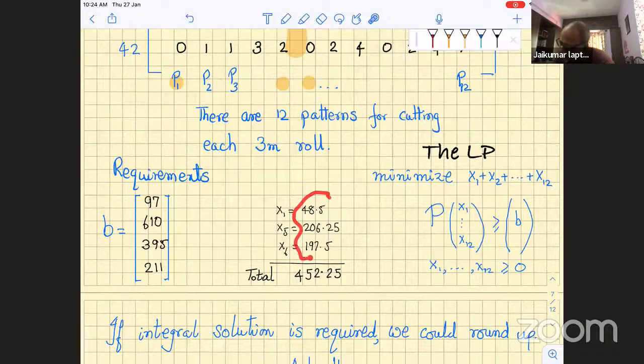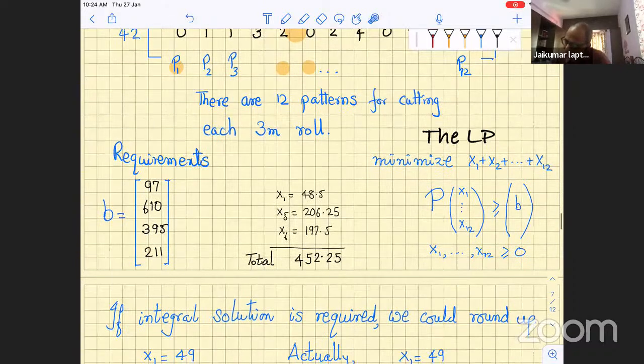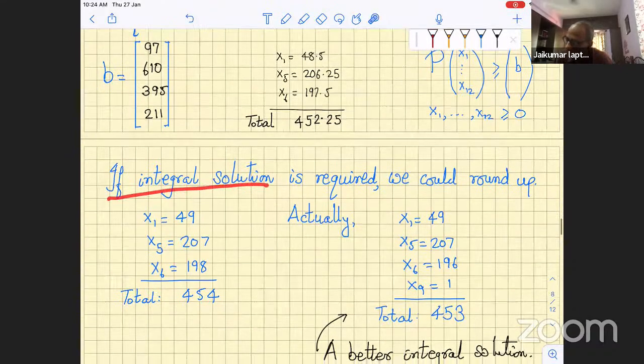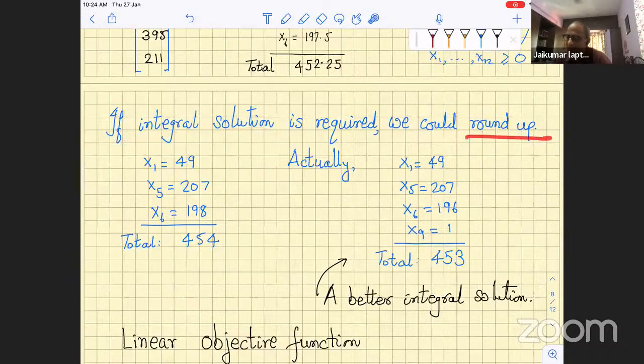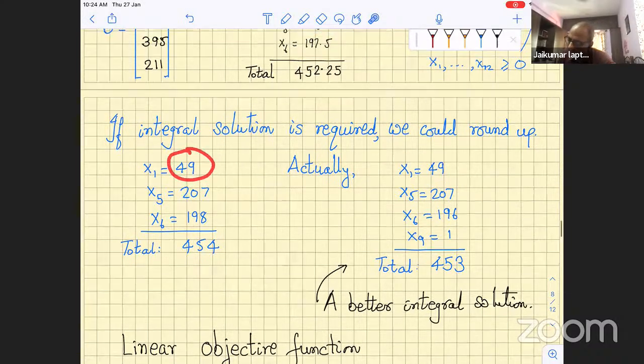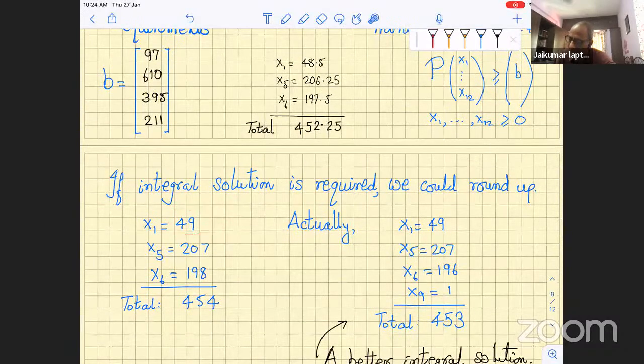Nevertheless, what we have obtained from this, even though it's an integral problem, is a fractional solution, where we are told that a certain fractional number of rolls have to be cut in a certain pattern, and another fraction in another. But if an integral solution is required, we could just round up. If it was 48.5, we make it 49. It was 206.25, we make it 207, and similarly 198.